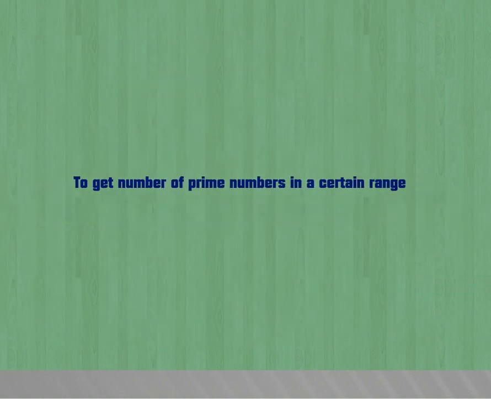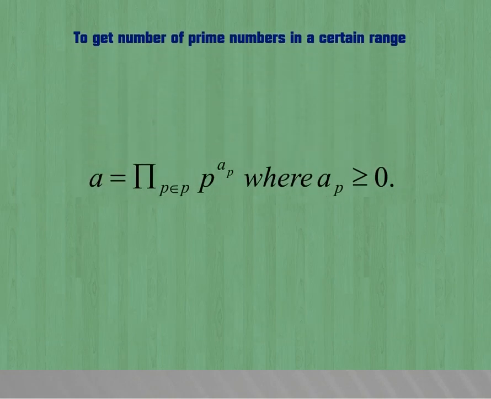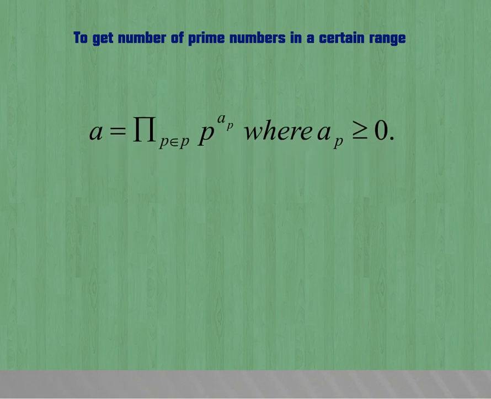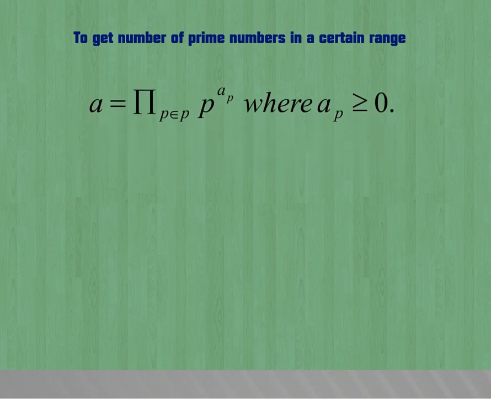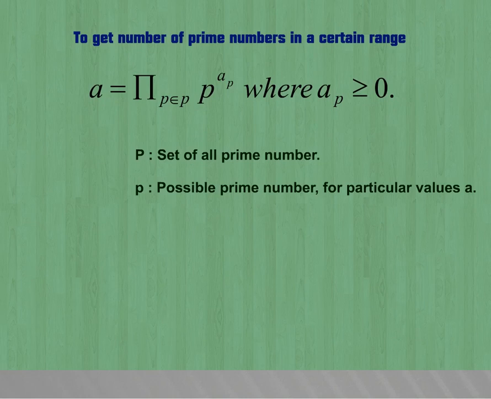To get the number of prime numbers in a certain range, a is equal to the product over p belongs to P of p power ap, where ap is greater than or equal to 0. P is the set of all prime numbers, p is a possible prime number for particular values, and a is an integer.